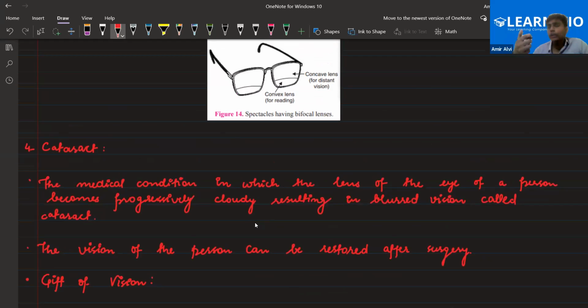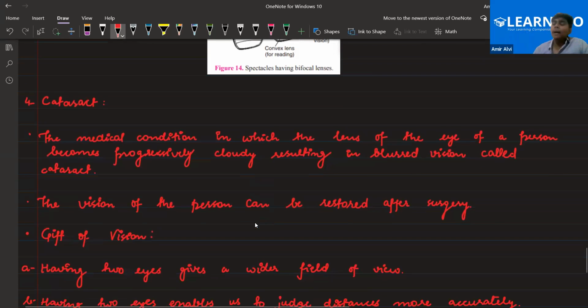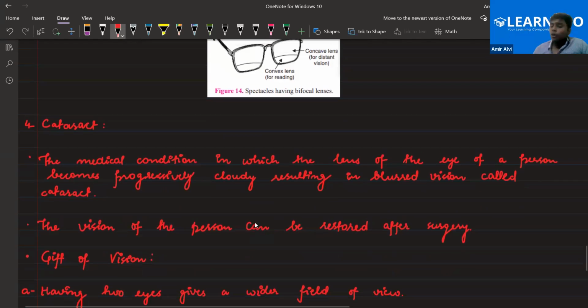You must have seen that when you click a picture, if you shake the camera a little bit, right? If you do not give time to process, the image will get blurred, right? The same will happen with the human eye. So that milky or cloudy region will develop blurred vision. It means that the image produced will not be clear, and this vision is restored only by surgery. It cannot be restored by any kind of glasses or something like that.